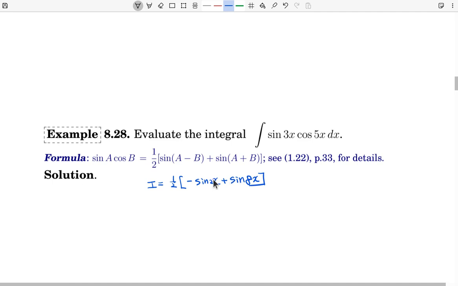So here the antiderivative can be easily gotten. The half can go out, and the antiderivative of that one will be half of cosine 2x, and the antiderivative of the other will be minus 1 over 8 cosine 8x, right? Plus c, the integration constant.